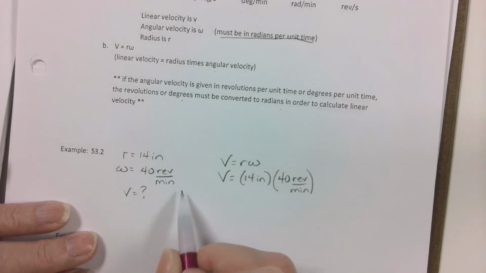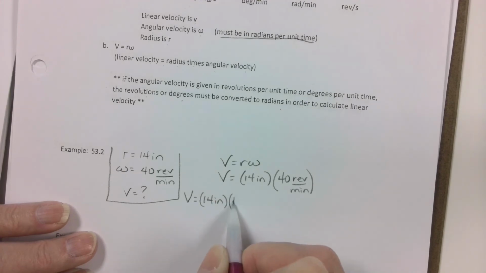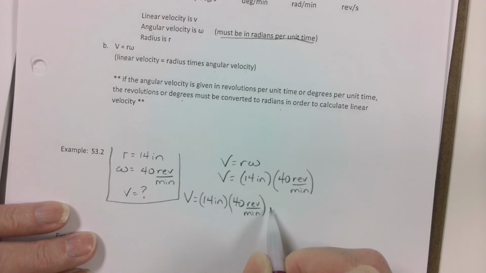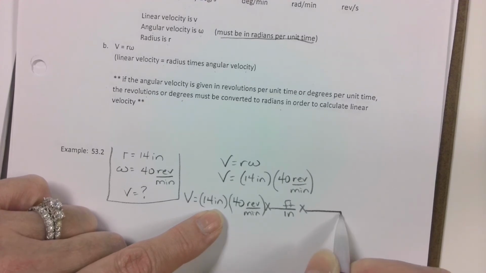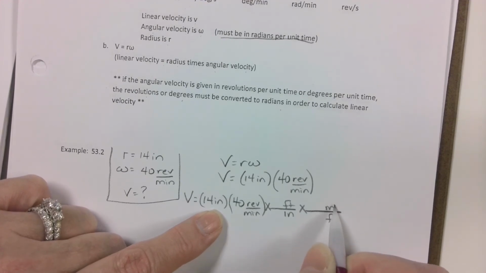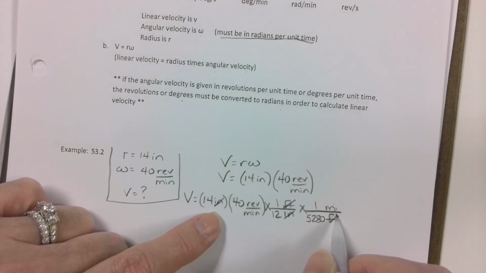Okay, so I'm going to move over this way a little bit. This is what they gave us. So V equals 14 inches times 40 revolutions per minute, and I need to multiply that by, so I'm going to go from inches to feet, feet to miles. Okay, so 1 foot is 12 inches. That gets rid of my inches. 1 mile is 5,280 feet. So now I'm in miles.